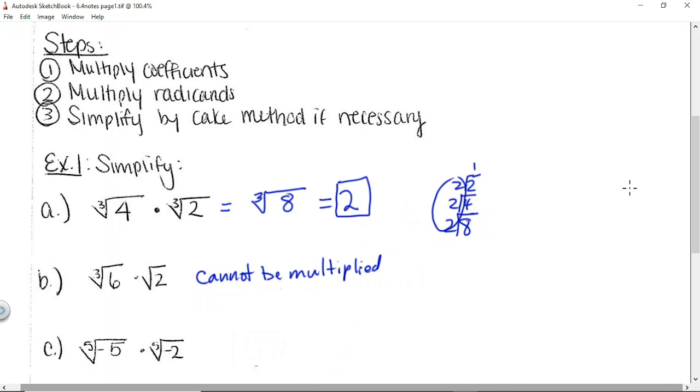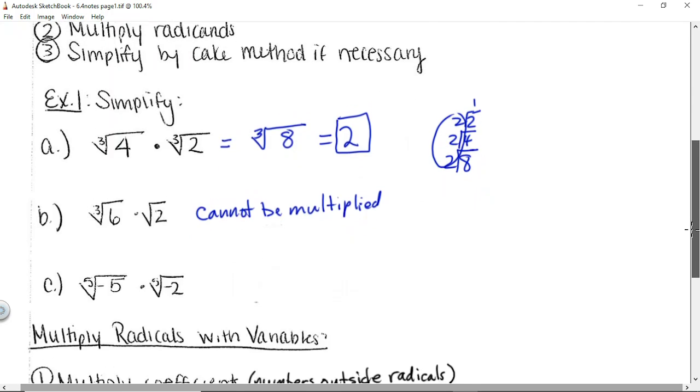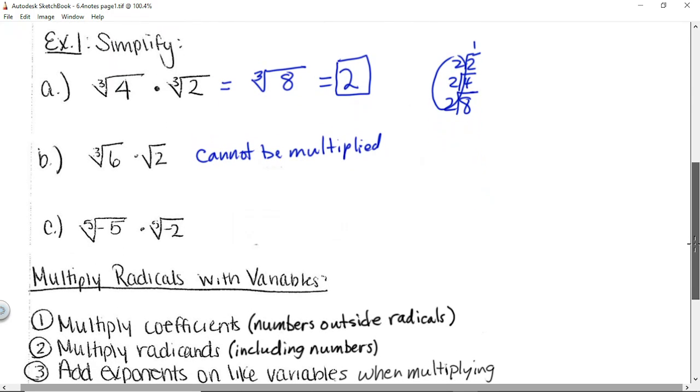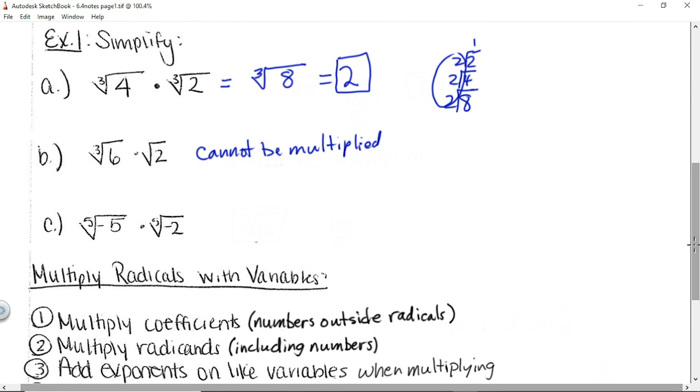Okay, look at the next one. These are both fifth root, so they can be multiplied. So get the fifth root of, and we multiply those together. Negative 5 times negative 2. Negative times negative is a positive, so it's 10.